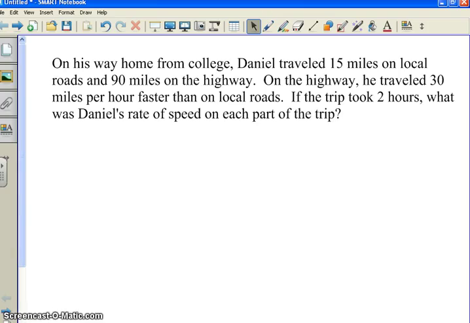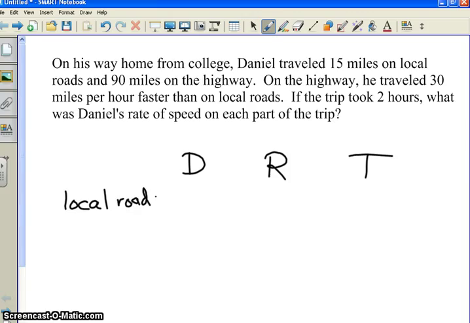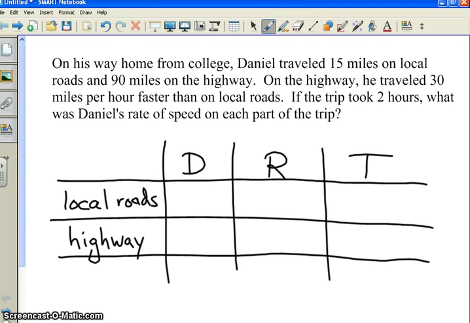So we're going to set up our little chart like we did a couple weeks ago, distance, rate, time, for the two pieces of the trip, the local roads and the highway. Pause the video and see if you can plug in numbers into our chart. Let's check to see how you did.